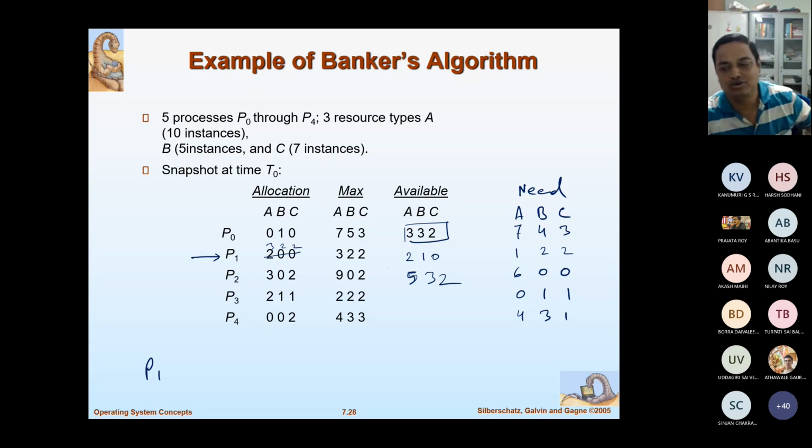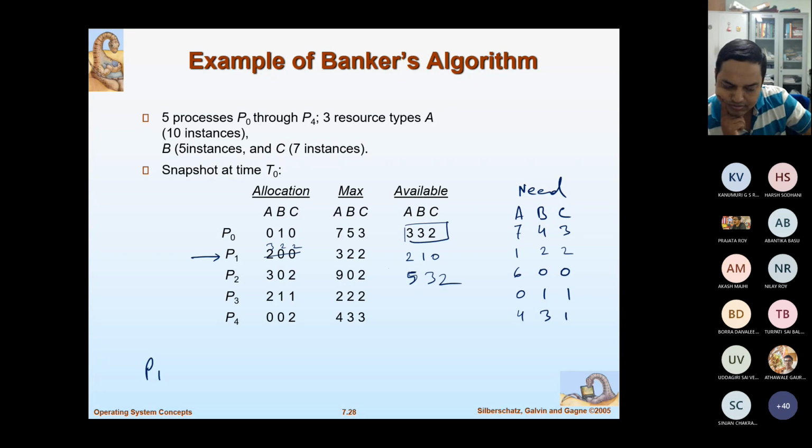So first we'll need to see how much P1 needs, so that is 122. So we subtract that from available. Then in available we have 210, and P1 is getting all that it needs, so it is 322 in the allocation field. So now when P1 is finished executing, 322 will return to the available. So now we add it to the 210, so we get 532 in available. So the new available is 532.